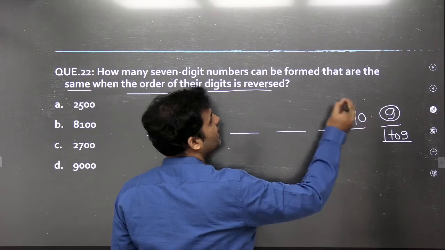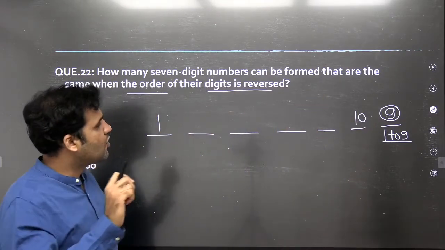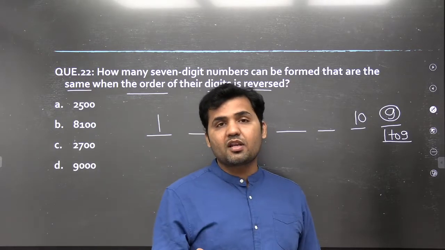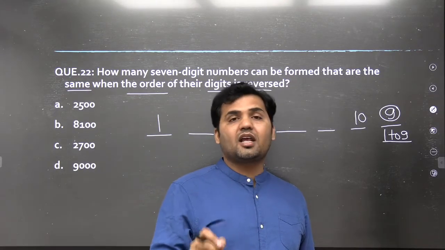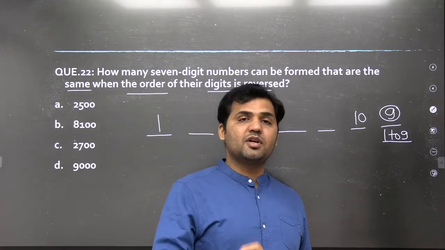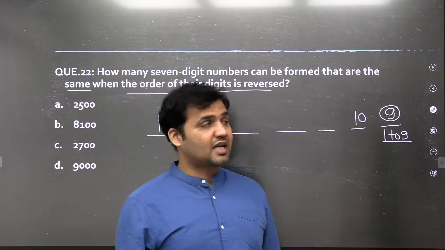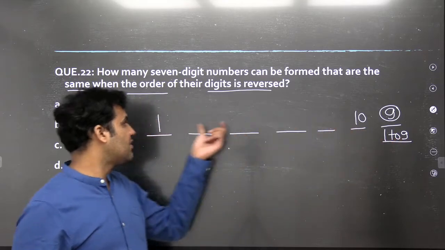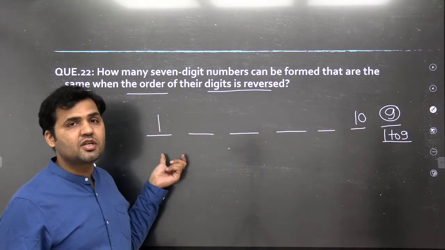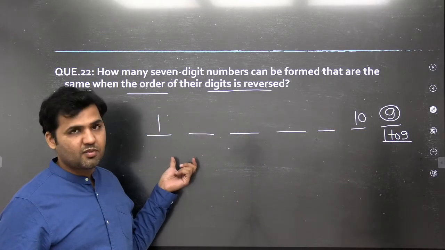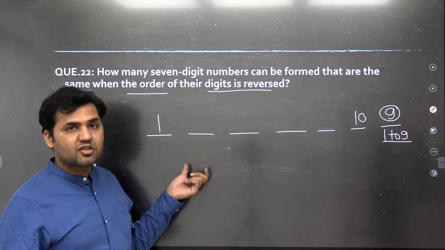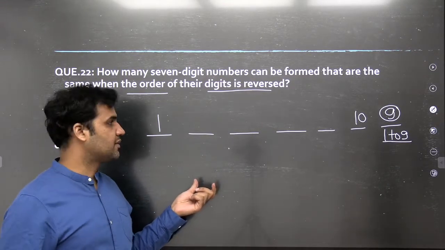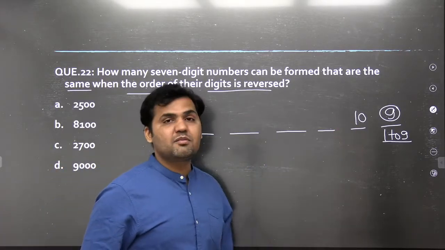It can be filled in 10 ways because we have not been given any information about the digit. In a palindromic number, the repetition of digits has to be allowed, because otherwise you will not be able to make the number. If 1 is coming over here, the same number has to come over here. If repetition is not allowed, then you will not be able to make a palindromic number. So it's understood that if you are making a palindromic number, digits have to be repeated. Therefore the second place can be filled in 10 ways.